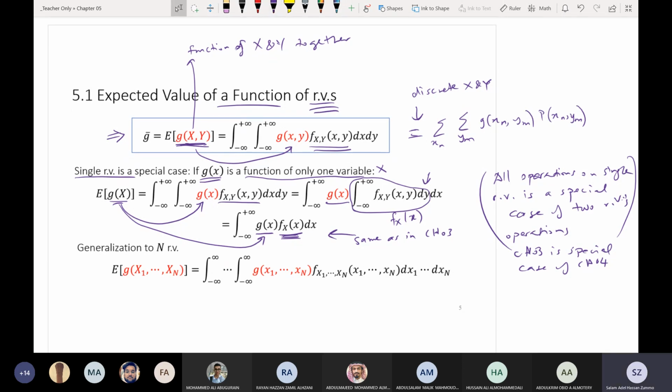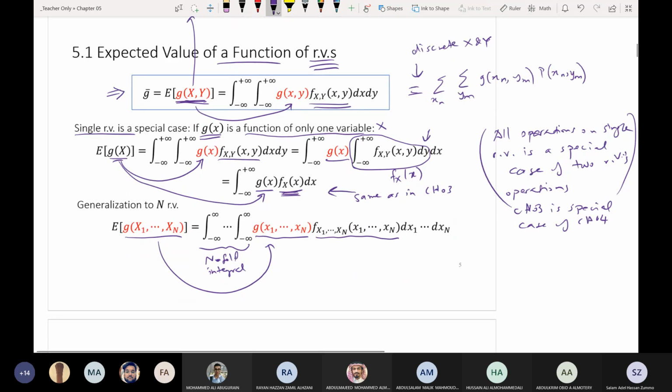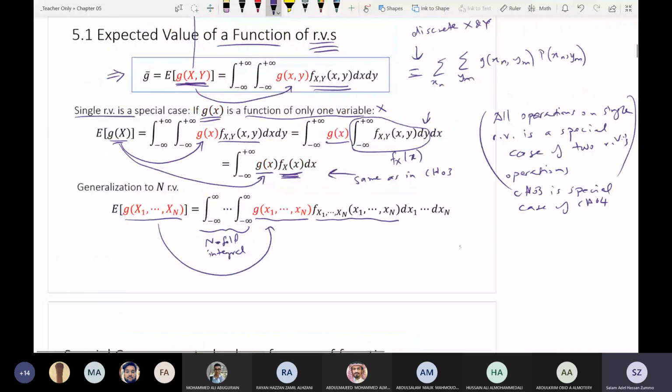So if I want to generalize for n random variables, expected value of g of n random variables, I simply have an n-fold integral, and we have the same as this function g of these n random variables multiplied by the joint PDF of the n random variables. Any questions, guys?